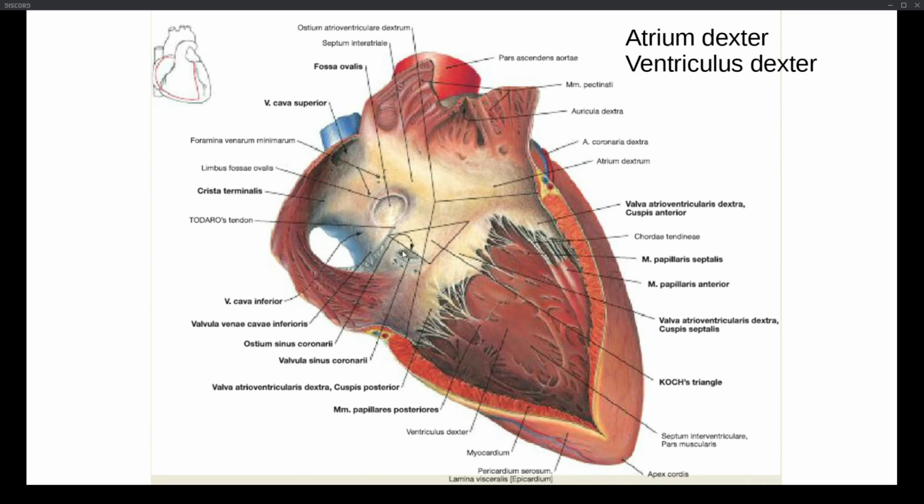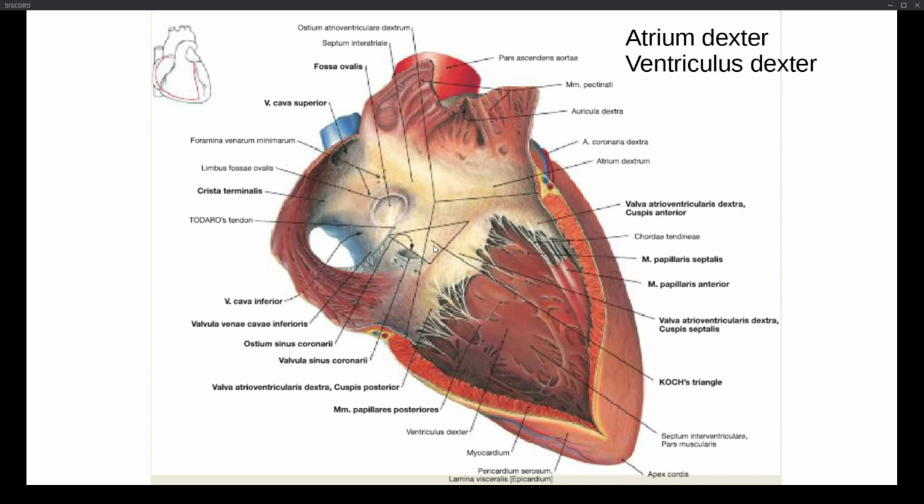It's these structures over here, together with the tendon of Todaro. You can't really see it over here. It should be like a continuation of the valvula venae cavae inferioris, but it's difficult to actually see here, the tendon of Todaro. These two structures, together with the valva atrioventricularis dextra, so the valve between the atrium and the ventricle, form this triangle, the Koch's triangle. Sorry.